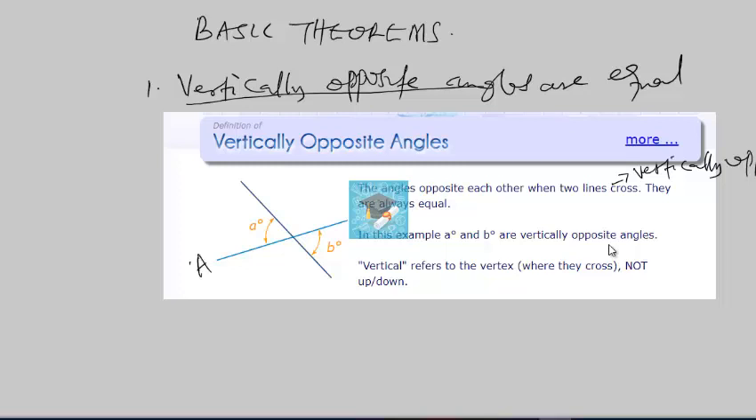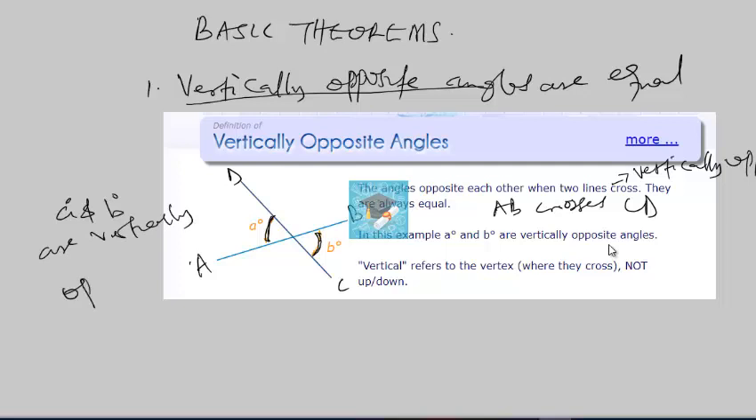So let me say this is line A, this is line B, and this is line C, this is line D. When AB crosses CD, it means that the angles opposite each other are vertically opposite. Like I can see, this is angle A. This angle A is opposite angle B. So we say that A and B are vertically opposite. Angle A and angle B are vertically opposite each other. So that's the meaning of vertically opposite angles.